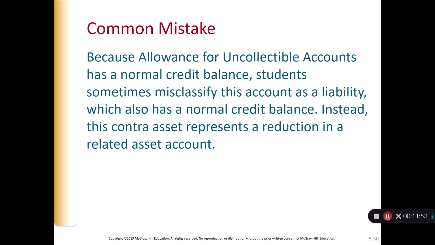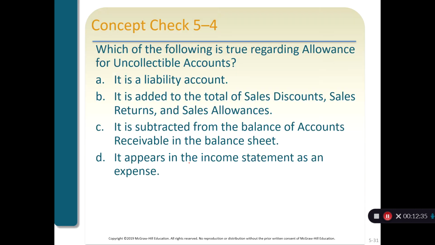The common mistake that students might make is that, because the allowance for uncollectible accounts always has a credit side balance, you will misclassify it as a liability, which also has a normal credit side balance. That's understandable. But actually, the allowance for uncollectible accounts is not a liability account, it's an asset account. It's called a control asset account. Control which asset? It controls the accounts receivable asset.